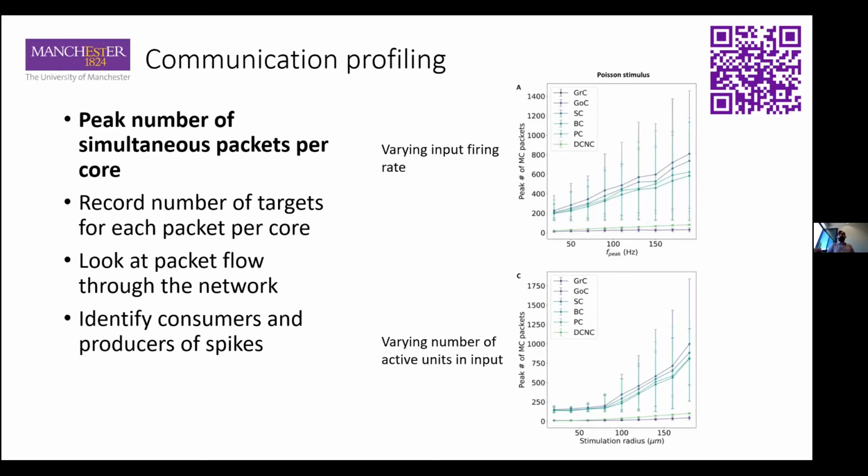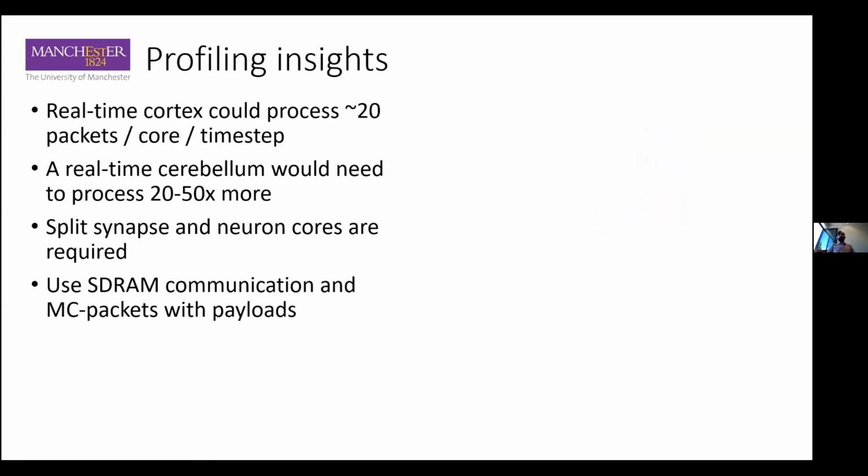But a previous study that managed to run a real-time cortical model on SpiNNaker found that SpiNNaker was actually capable, with the architecture used there, of consuming approximately 20 packets per core per time step. This is once again in real time and with a time step of 0.1 milliseconds. So something has to change for the cerebellum model to be simulated in real time on SpiNNaker. Mainly, some of the populations need to have cores that can process about 20 to 50 times more spikes in the worst case time step.